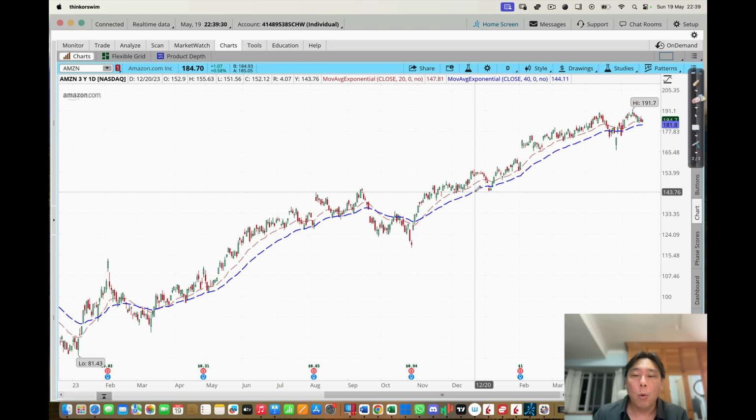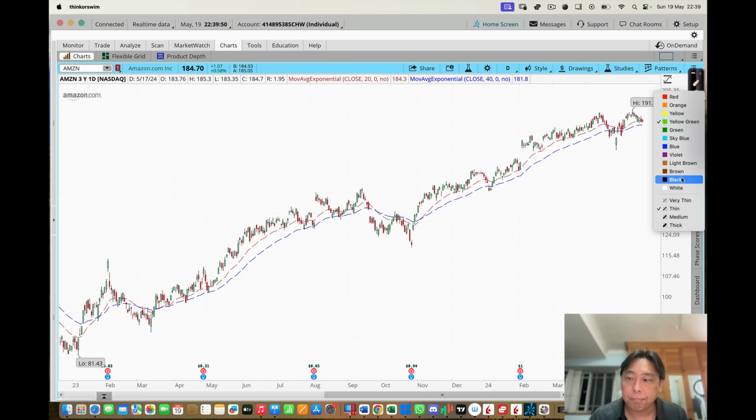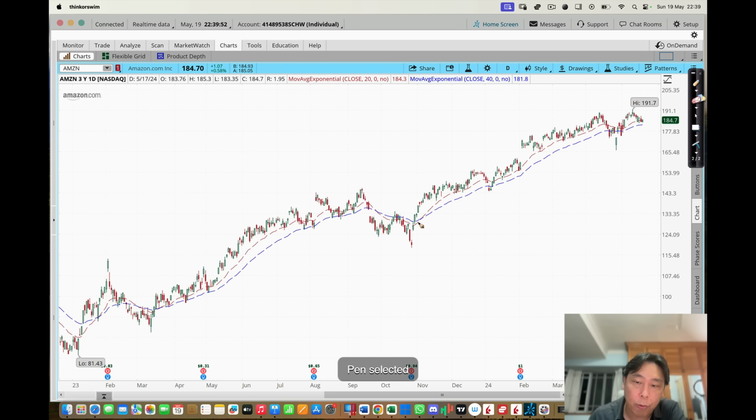So simply, when the 20 is above the 40, it's an uptrend, or rather it's a short-term uptrend. And when the 20 is below the 40, it's a short-term downtrend. It's as simple as that. So if you take a look at the charts, you could see that, yeah, it does capture the short-term trends. For example, over here, you can see the 20, the red line, crossing above the blue line. Okay, so that is an uptrend signal.